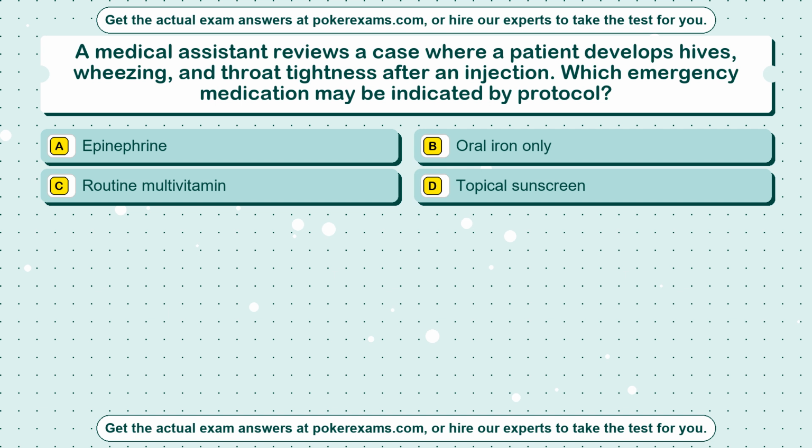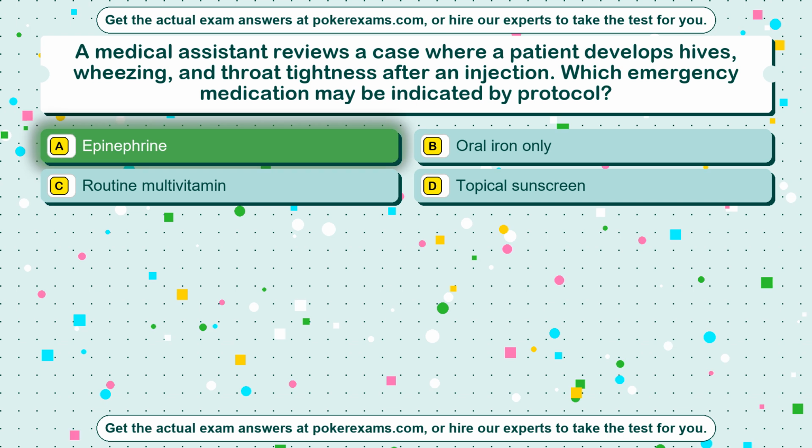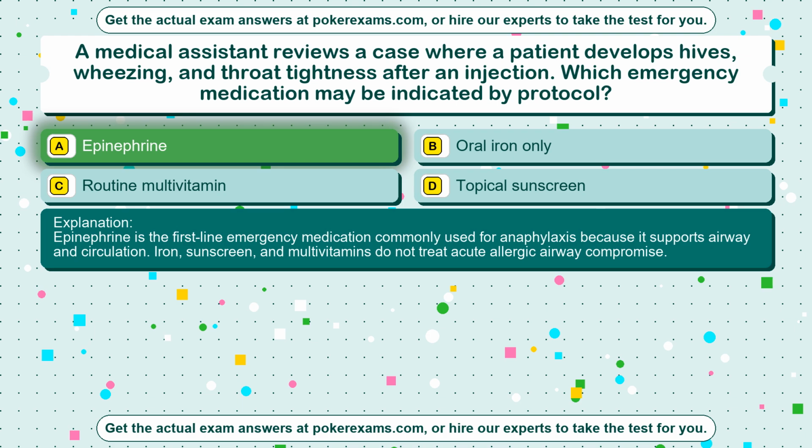Option D, topical sunscreen. The correct answer is option A, epinephrine. Epinephrine is the first-line emergency medication commonly used for anaphylaxis because it supports airway and circulation. Iron, sunscreen, and multivitamins do not treat acute allergic airway compromise.